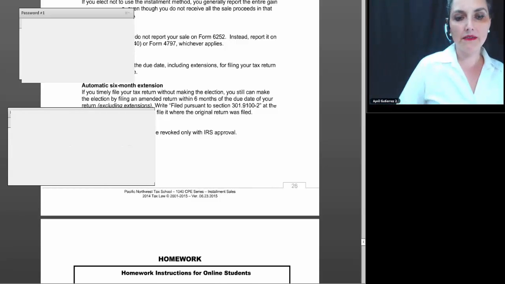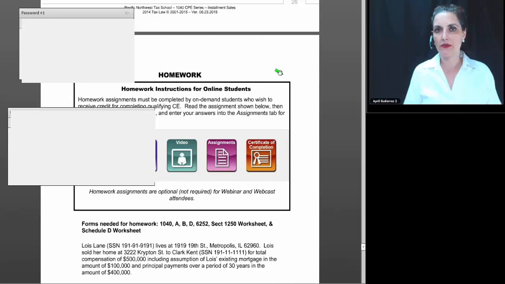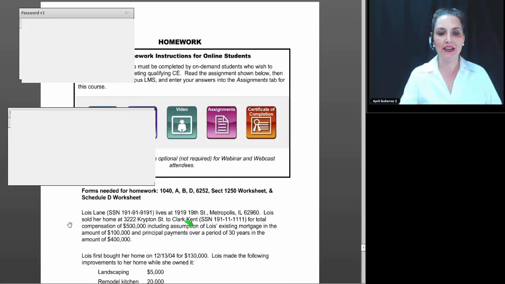Now, at the back of the manual, you will see that there is a homework assignment. That homework assignment is optional for webcast and webinar students, but it is mandatory for self-paced students. We should have the answer key to it loaded into the LMS. If you're a self-paced student, you cannot access that answer key until you've completed the assignment. But if you are a webcast or a webinar student, you can simply just go access it. It's loaded in there for you. And it just gives you one more illustration of how to complete Form 6252 and the accompanying forms. It involves a character named Lois Lane who is selling a property to Clark Kent.